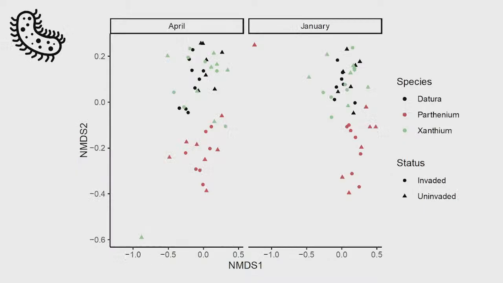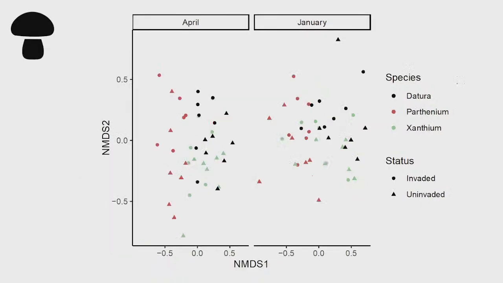However, when we look at the composition, there are clear differences. We found significant differences not only between species, which kind of makes sense. The parthenium sites, which are in the south, are really different to the xanthium and datura sites, which are in the north and center, and that was regardless of status and regardless of season. But we also found significant differences between invaded and uninvaded areas. So there is an impact in the composition of bacteria, and exactly the same for fungi. We also found significant differences between status, regardless of the season, the region, or the species.